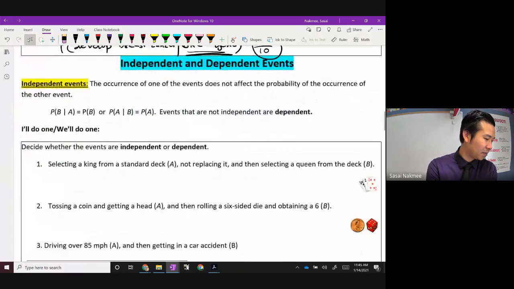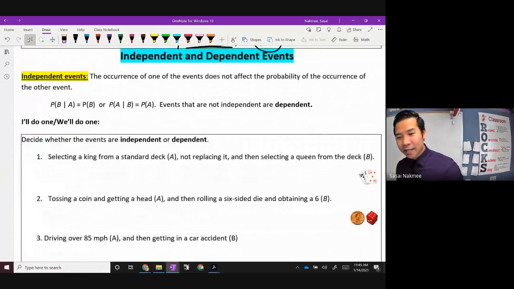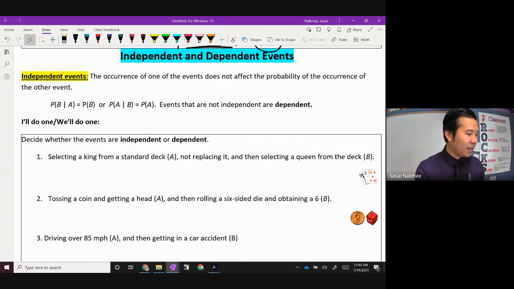All right, let's take a look here. Independent and dependent events. Independent events occur when the occurrence of one of the events does not affect the probability of the occurrence of the other event.